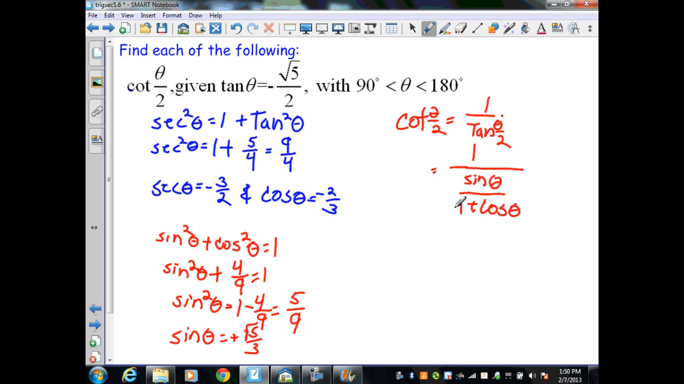One divided by sine theta over 1 plus cosine theta, invert and multiply. That gives me 1 plus cosine theta over sine theta. But I've already determined these values, so now all I need to do is substitute in 1 plus cosine theta, which I've already determined to be a negative 2/3, and sine theta, which I determined to be a positive square root of 5 over 3.